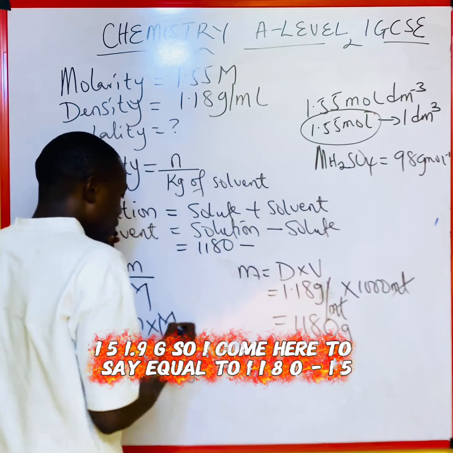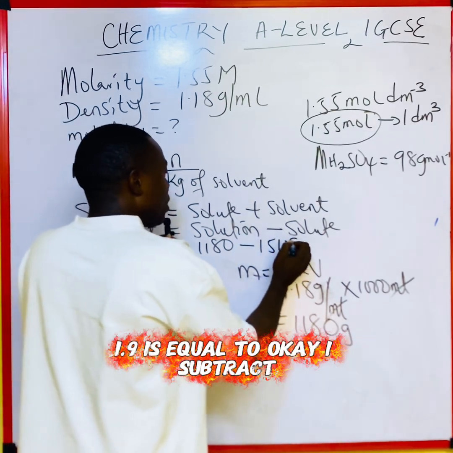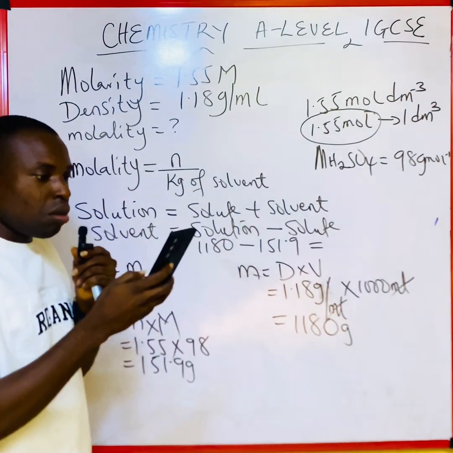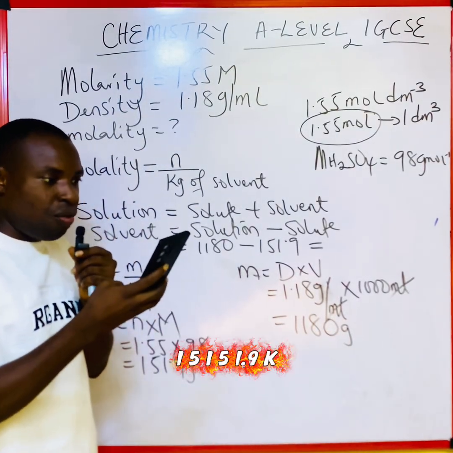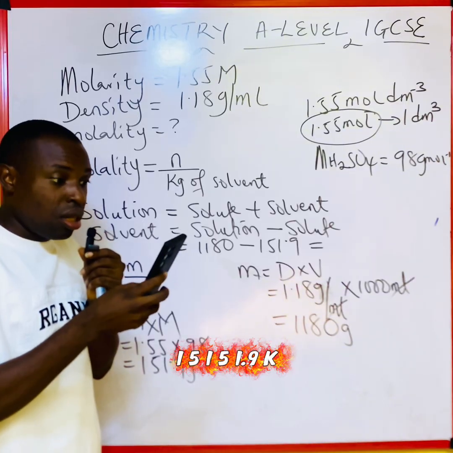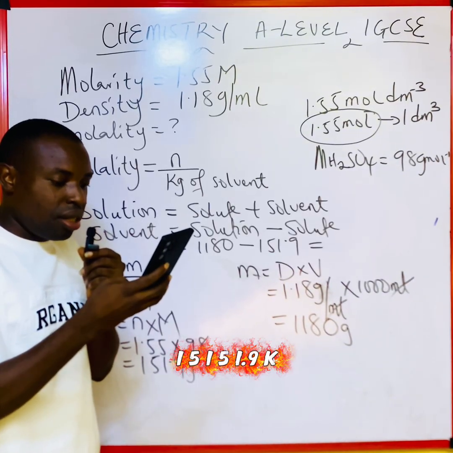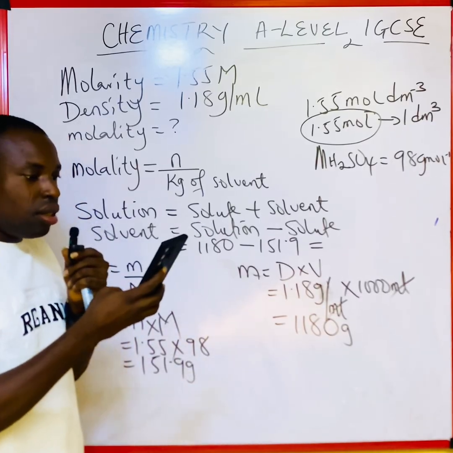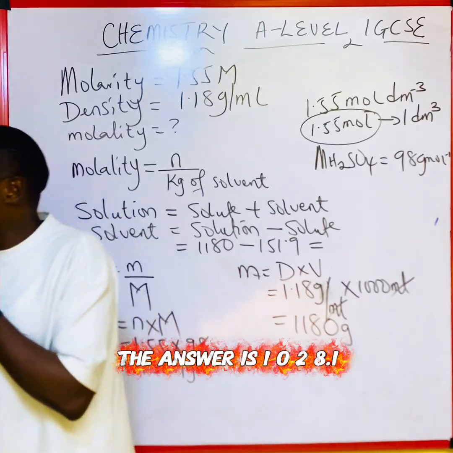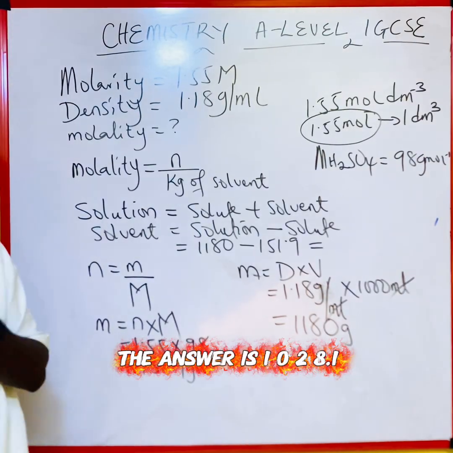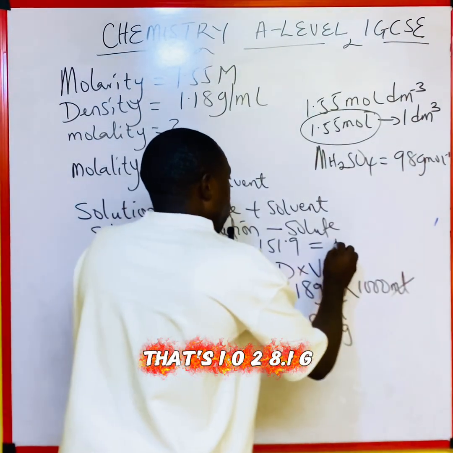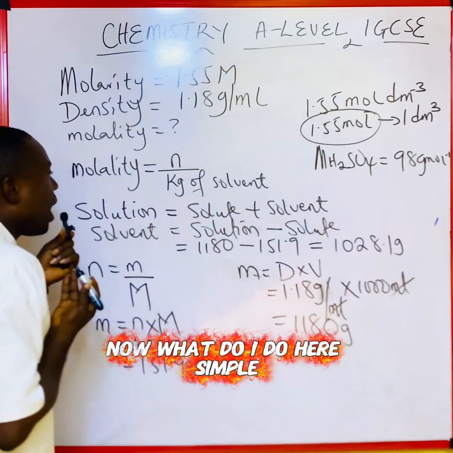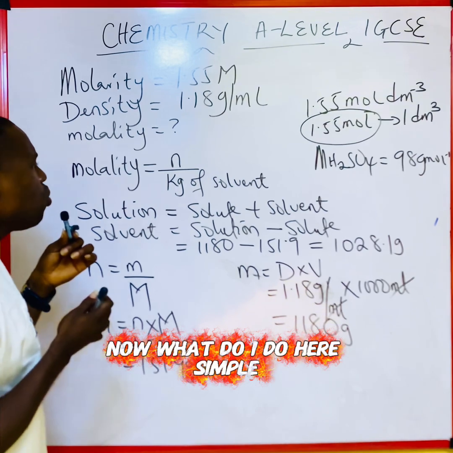So the mass of solvent is equal to 1180 minus 151.9, which is equal to, I subtract, the answer is 1028.1 gram.